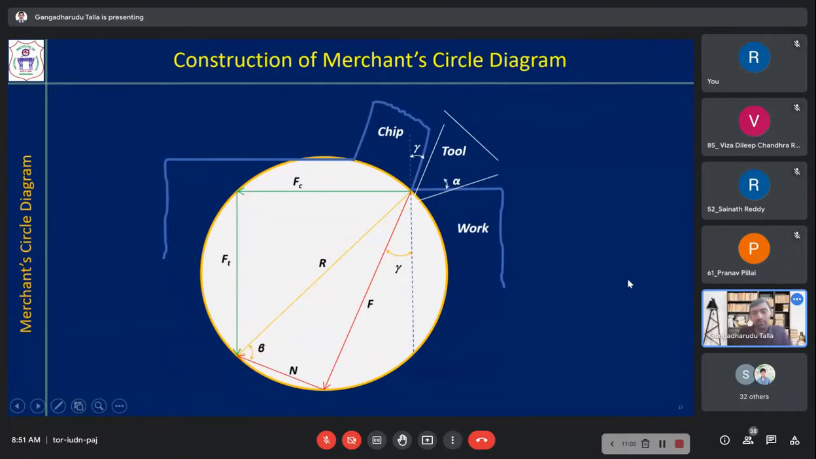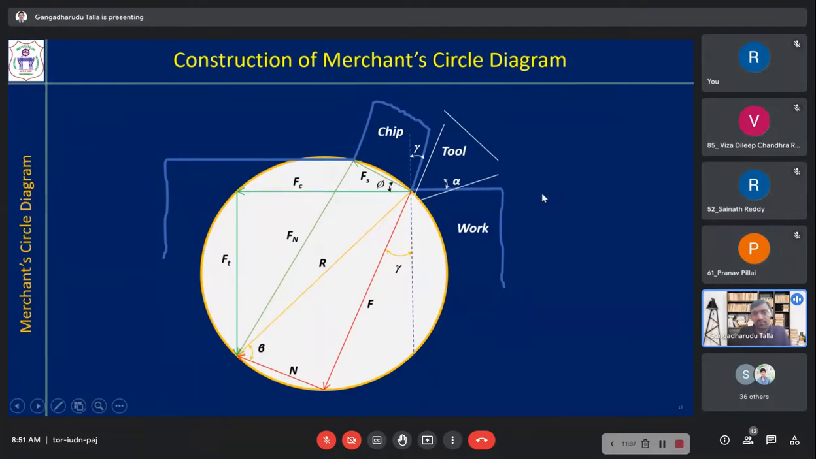Then you can join the end of F with the resultant force. Then you will get N and you can get beta also. And once you know the phi value, you take phi and draw one line with that from this corner, then you will get Fs, then you can get Fn from there. This is how you can get the different forces acting during the cutting process.